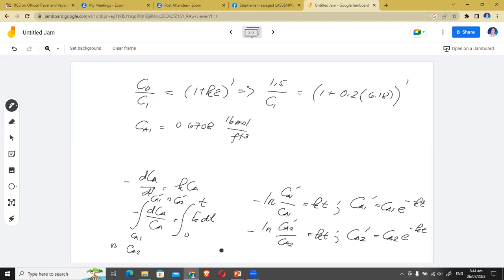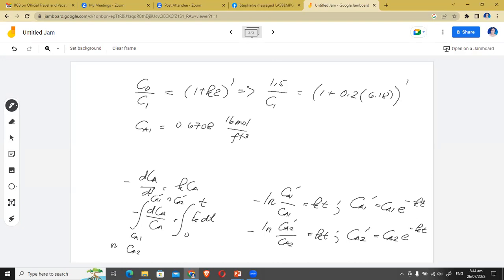So using separation of variables from your DE, this is the expression that you'll be getting after evaluating the integral and simplifying. It will allow you to arrive at this equation for CA1 prime in terms of CA1, which is 0.6708, and the time. K is known already to be 0.2. So CA2 prime will be evaluated, it came from ln of CA2 prime over CA2, the negative of which is coming from the same integral that was evaluated using differences of limits. So you will have now CA2 prime equal to CA2 e raised to negative KT.